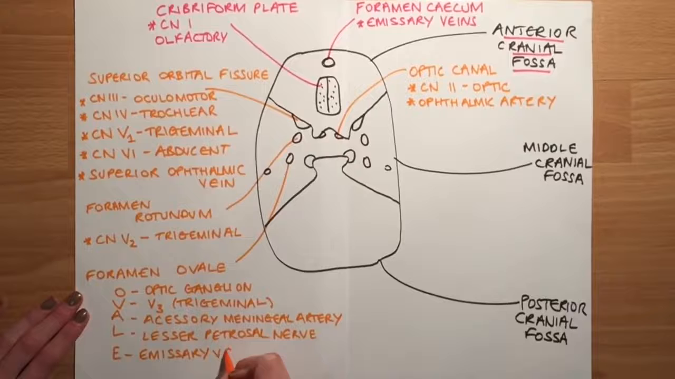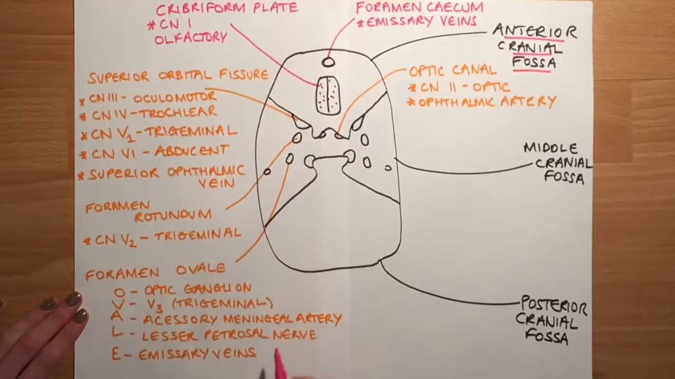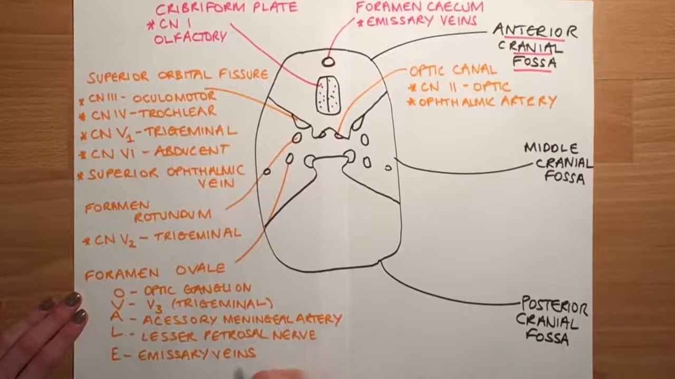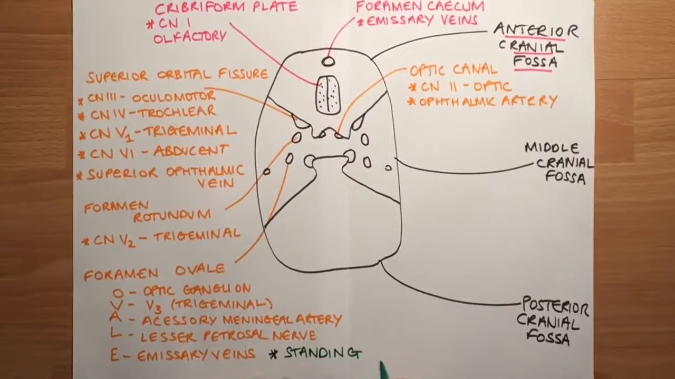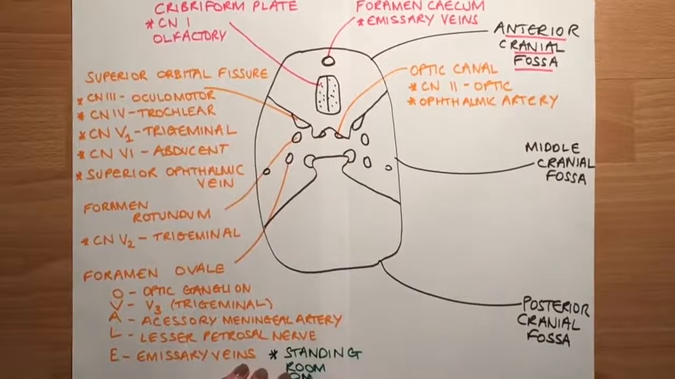Now, it can be quite complicated trying to remember all three divisions of the trigeminal nerve because they don't go through the same foramen. It's quite a good way of being able to remember this is a mnemonic for standing room only. And so how you remember this is the first letters of standing room only. So S, R, O represent these foramen.